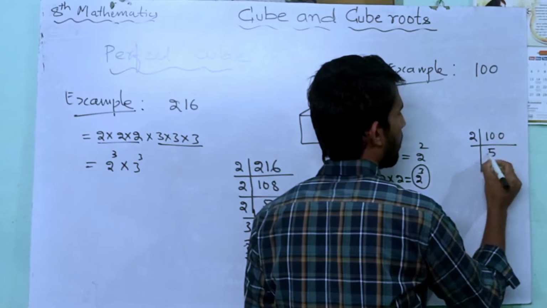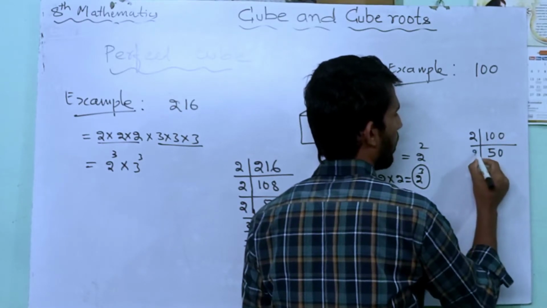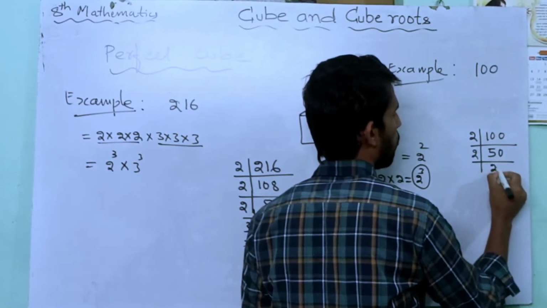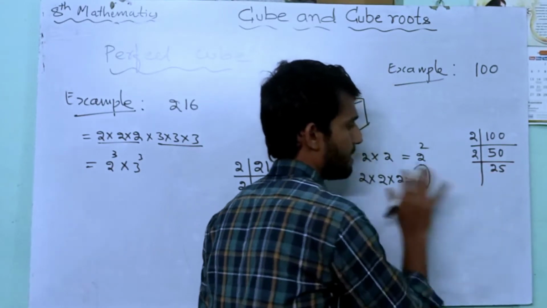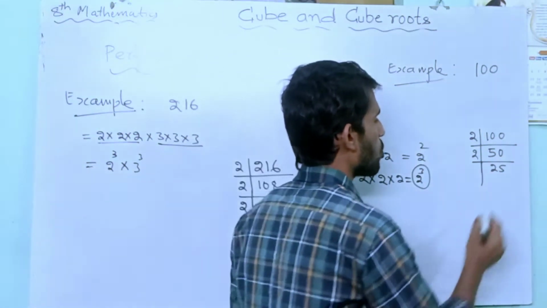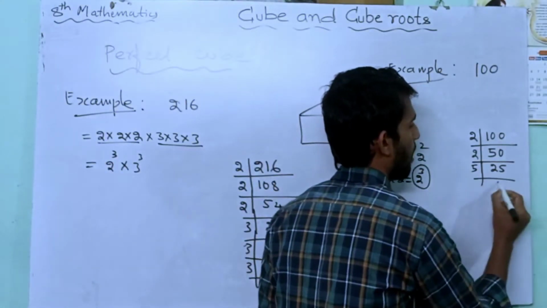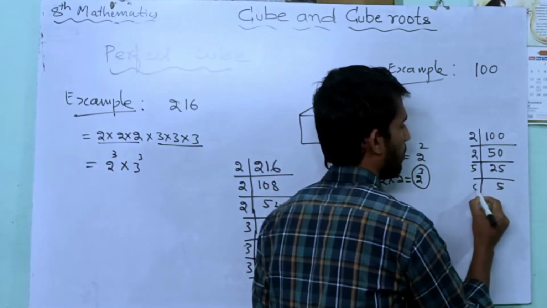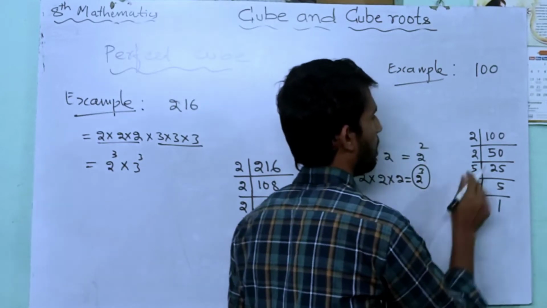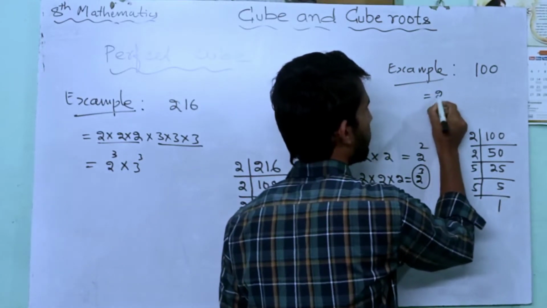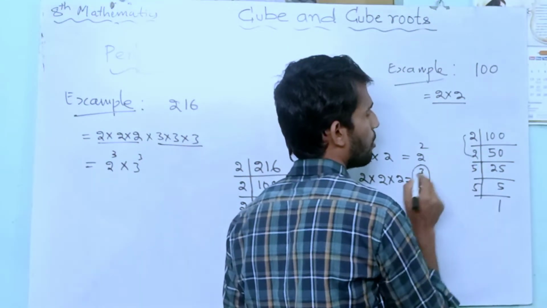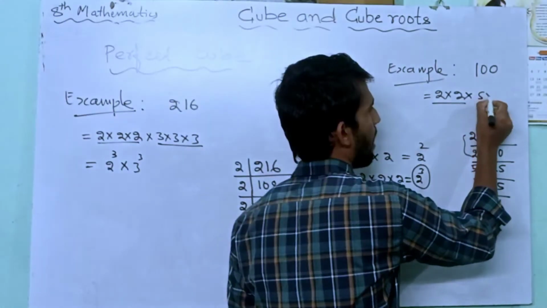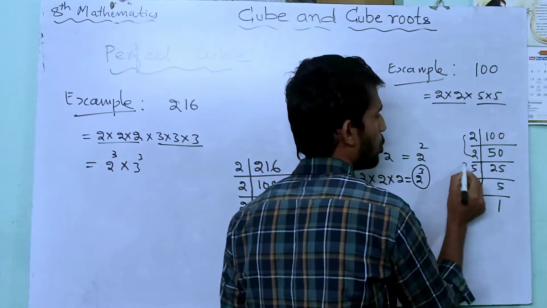2 5s are 10, 0. Again 2 2s are 4, 2 5s are 10. Next, 25 is not divisible by 2, so I am taking 5. 5 5s are 25. Again 5 1s are 5. Now we got a total of 2 times each. 2 we got 2 times and 5 also we are getting 2 times.